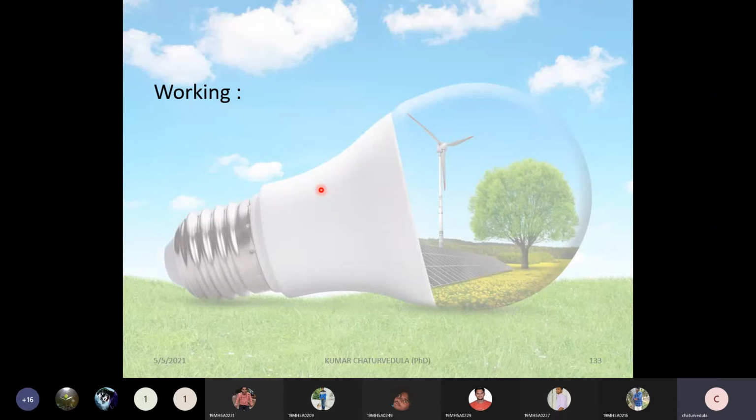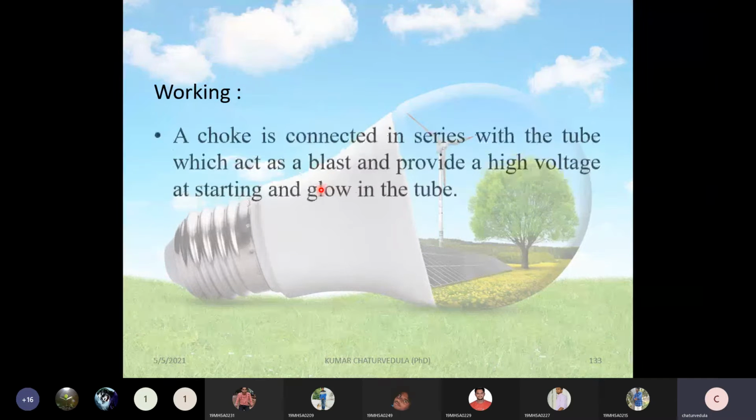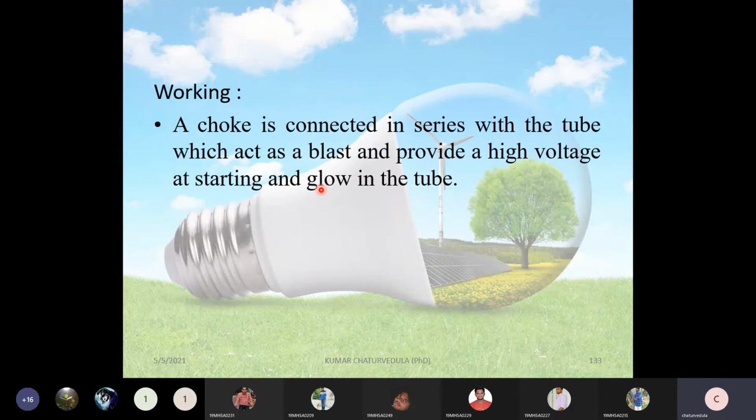If the choke is not present, this absorption of supply voltage at the running condition will not happen, and because of the rise of the voltage, your tube light will break down. That is what happens. So that is the basic working video of a fluorescent lamp. This working video of fluorescent lamp is made available to you.